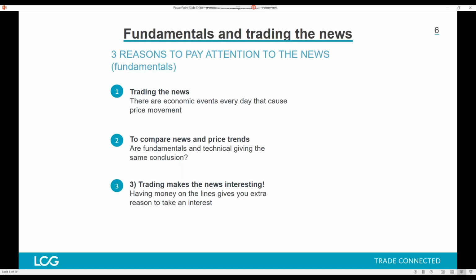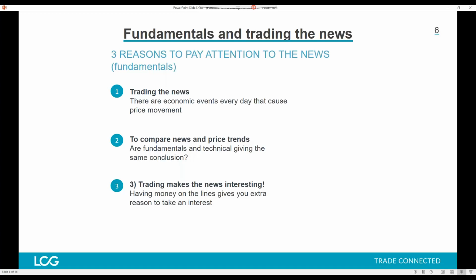Number two is that you can compare how the news is affecting the price trends. So you can see, is a piece of good news driving a positive reaction in the market, or is the market kind of ignoring the good news, or is it ignoring the bad news, or is it reacting to the bad news? It gives you a sense as to the sentiment in the market. And generally, if the fundamentals and the technicals are pointing in the same direction, it increases your probability that the market's going to move in that direction.